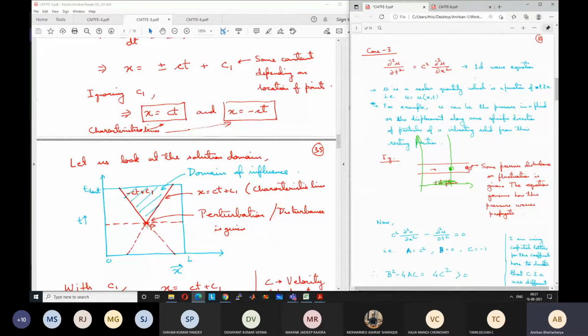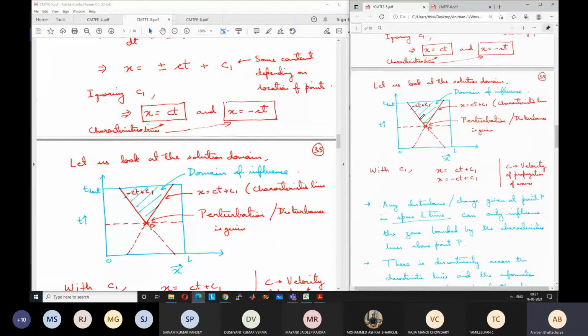So obviously, just ahead of this point, just after a small time, only a small region is influenced, right? But as you go ahead in time, more and more region gets influenced, right? So this is always the region that gets influenced by this pressure fluctuation.